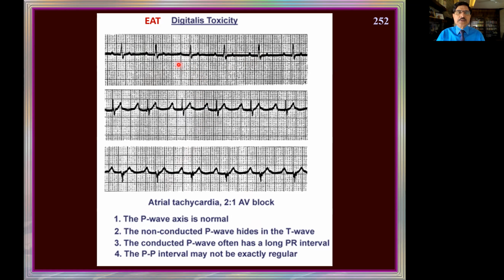Non-conducted P wave hides in the T wave. That we have seen. This is hiding here, and this also is hiding here, and here also it is hiding. Conducted P wave often has a large PR interval. Of course, that is also there, and PP interval is not constant.